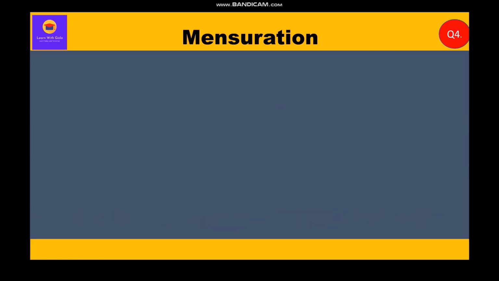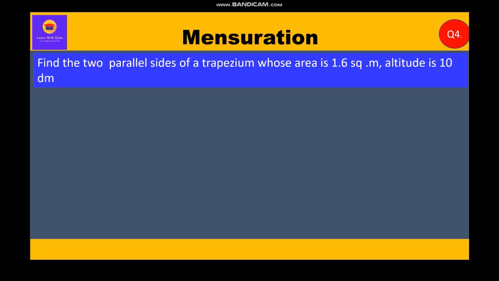Now let's move to question number 4. Find the two parallel sides of a trapezium whose area is 1.6 meter square, altitude is 10 decimeter, and one of the parallel sides is longer than the other by 8 decimeter.